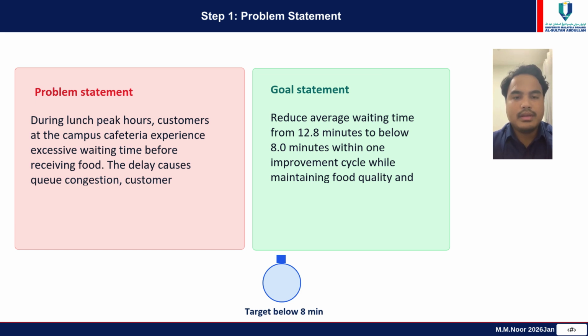Problem statement. The main problem is that the customer experiences excessive wait time before receiving their food. This causes long queues, congestion near the counter, customer dissatisfaction, and pressure on the service staff. Therefore, the goal is to reduce the average waiting time from 12.8 minutes to below 8 minutes while still maintaining the food quality and the service accuracy.